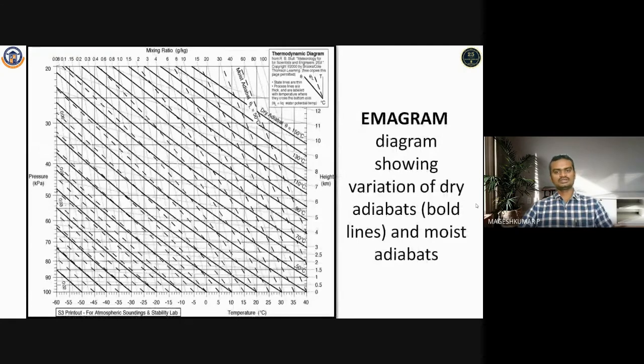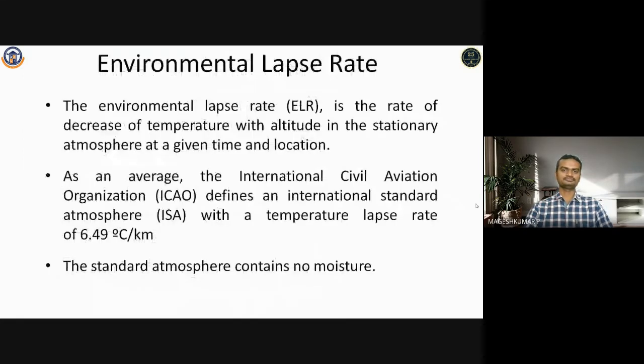And in this image, what I have said in the previous slide, there is a temperature pressure curve for these adiabatic lapse rates. This diagram is called a hemagram, showing the variation of dry adiabats and moist adiabats. The bold lines indicate the dry adiabats, and the dotted line indicates the moist adiabats. Mixing ratio, pressure, and temperature are related with height in this diagram. The diagram is called a hemagram.